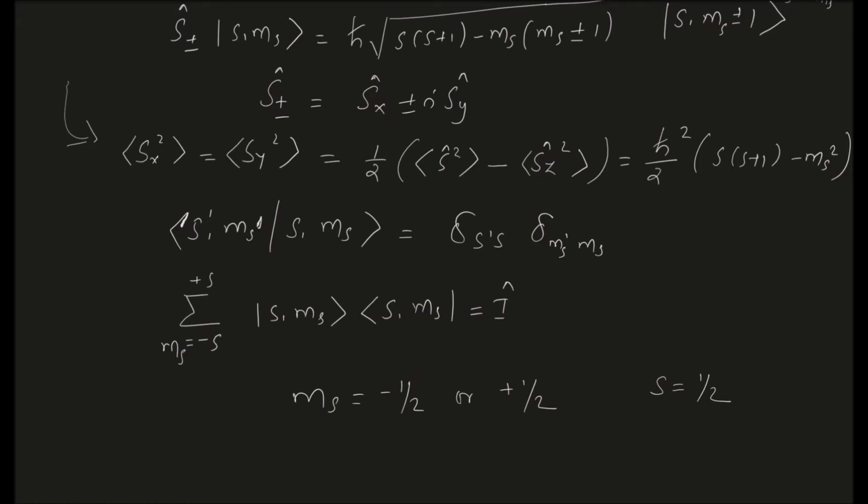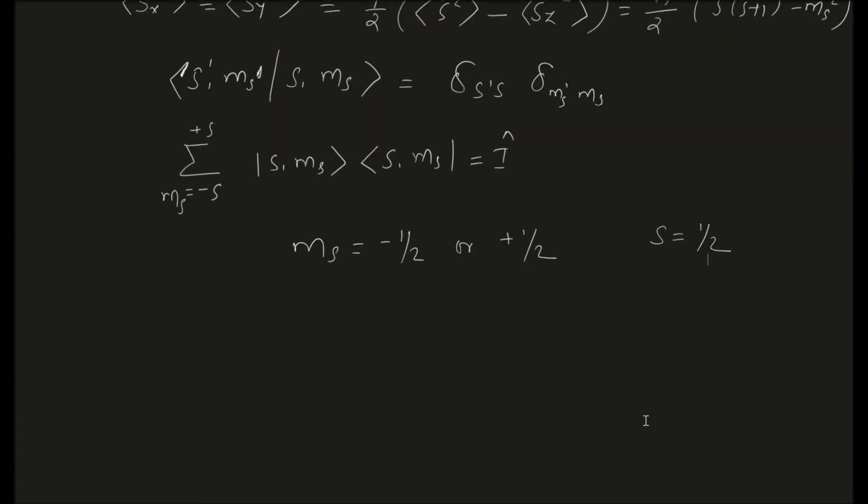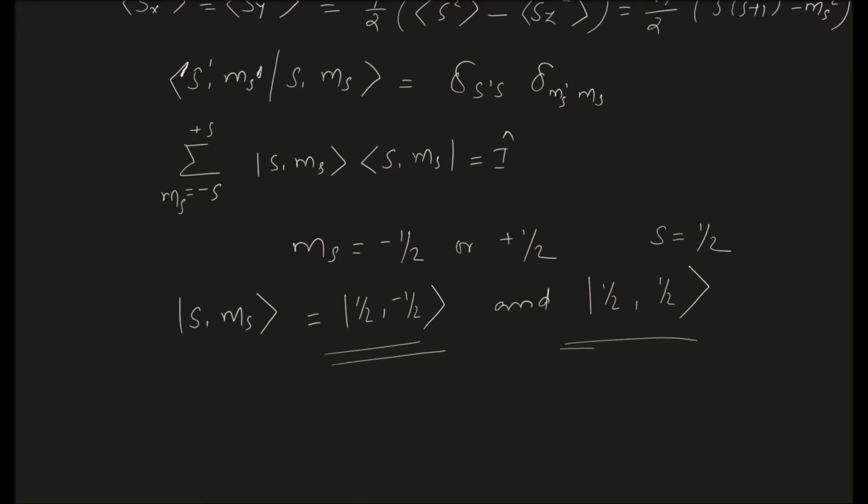Such a particle can be found in the state ms. So what are the possible states such a particle can be found in? These are the states of minus half and plus half. So a spin half particle can be found in either of these two states.